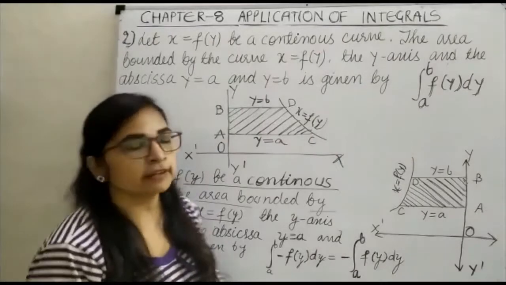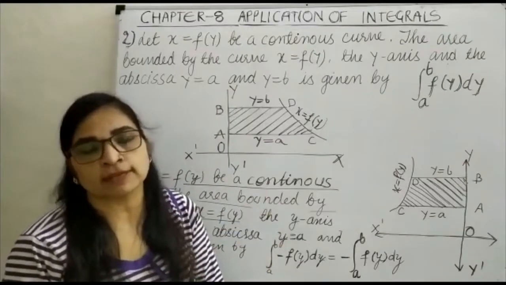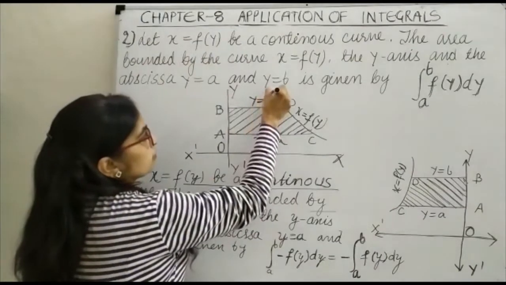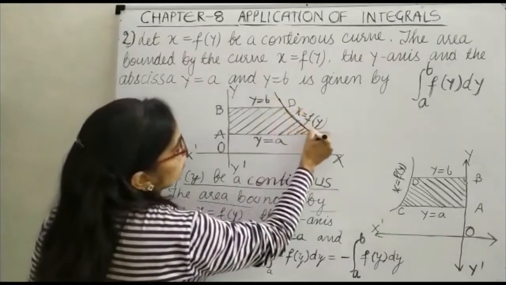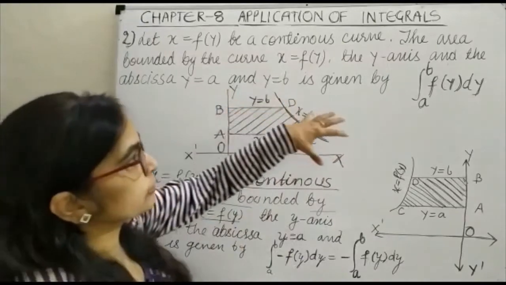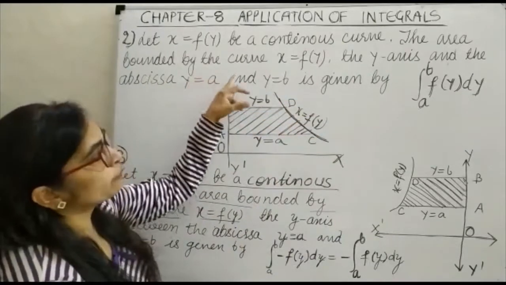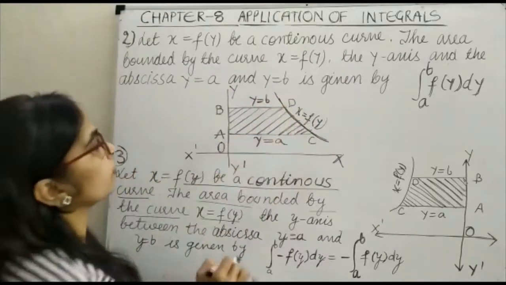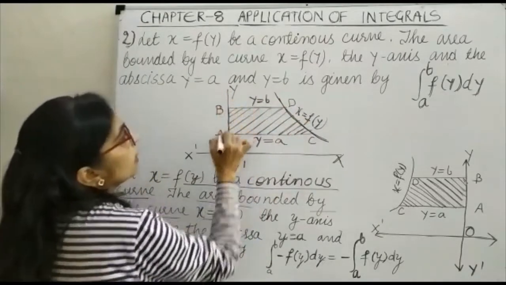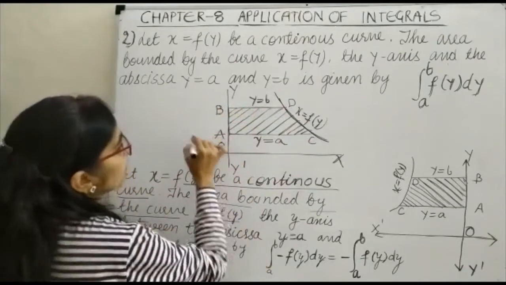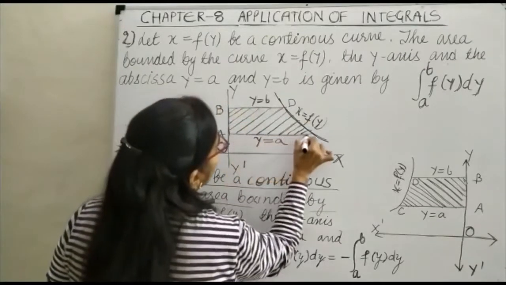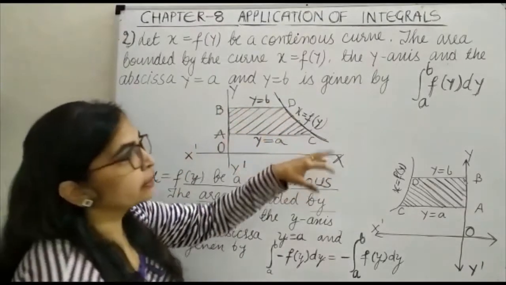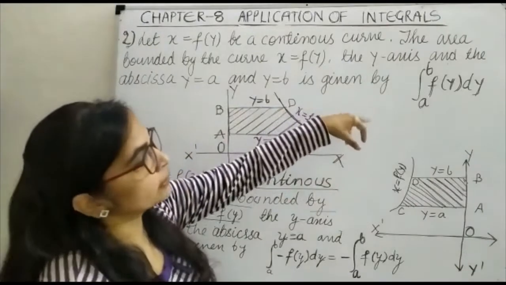Moving ahead, we are here to see note 2. Note 2 means the second important thing. Suppose x equals f(y), you can see that this is our continuous curve, x equals f(y). Then the area bounded by the curve x equals f(y), the y-axis, and the abscissas y equals a and y equals b is given by the integration from a to b of f(y) dy.